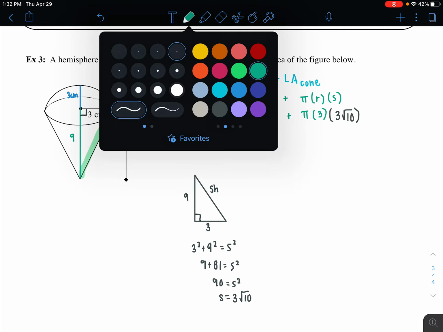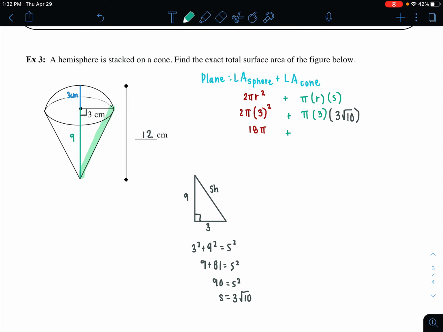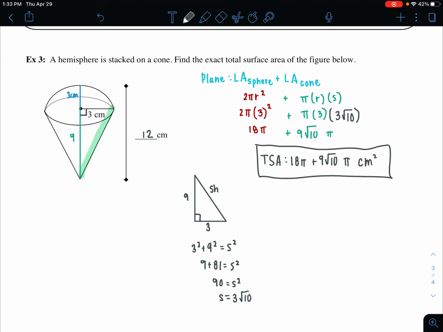When we multiply that out, we get 9 root 10 pi. And we can't add things that have a square root and not a square root. So our total surface area is 18 pi plus 9 root 10 pi centimeters squared.